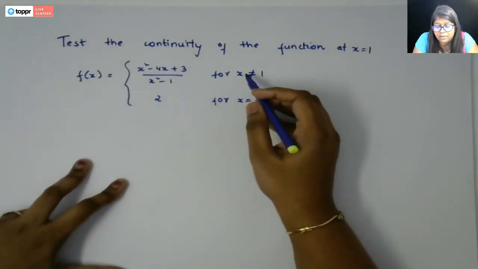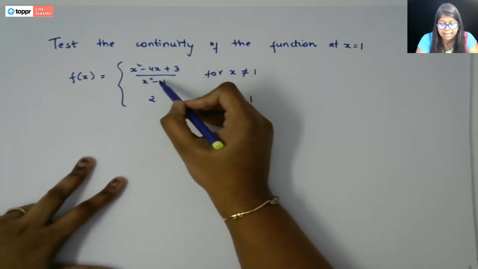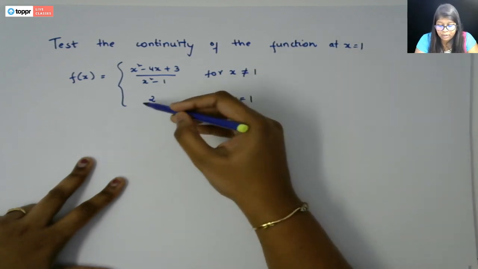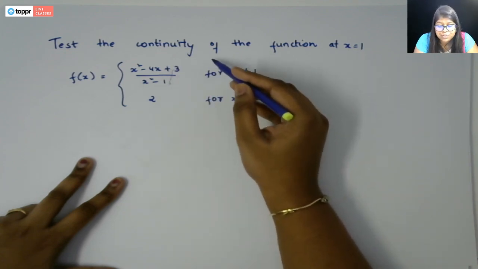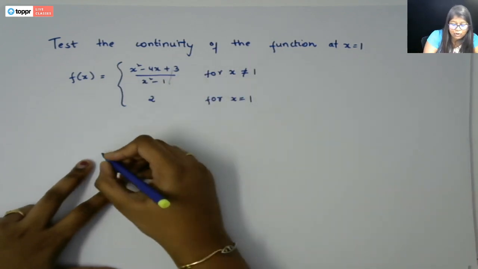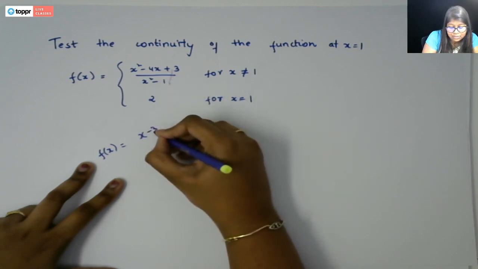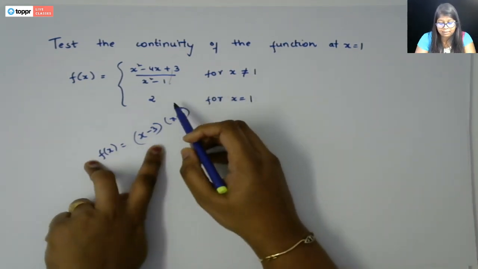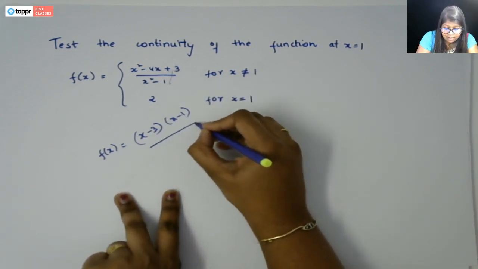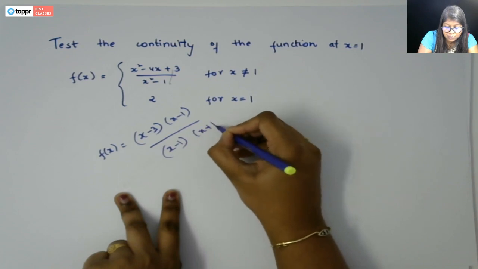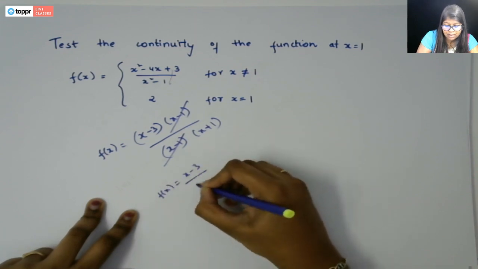Test the continuity of the function at x equals 1. The function says f of x equals x square minus 4x plus 3 by x square minus 1 for x not equal to 1, and 2 for x equals 1. When we substitute the value 1 here, it is again in the form 0 by 0. So we first simplify. f of x, we can write as x minus 3 and x minus 1, right? When we multiply, x square minus 3x minus x, that is minus 4x, minus of minus, that is plus 3, divided by x minus 1, x plus 1. So we can cancel and write f of x as x minus 3 by x plus 1.